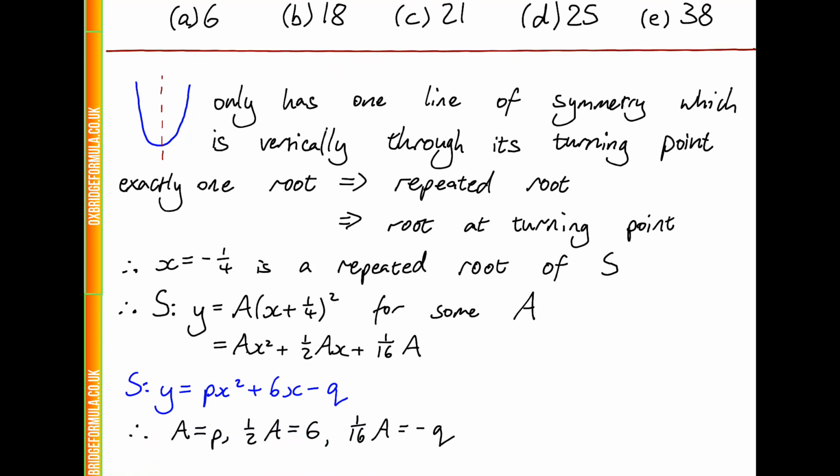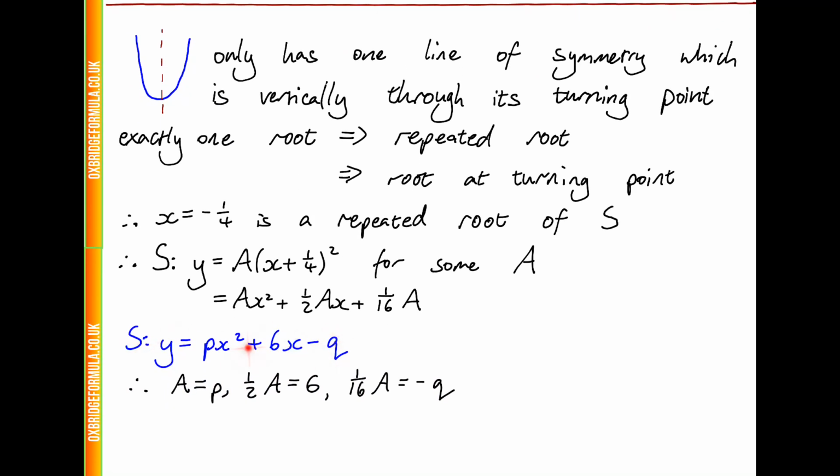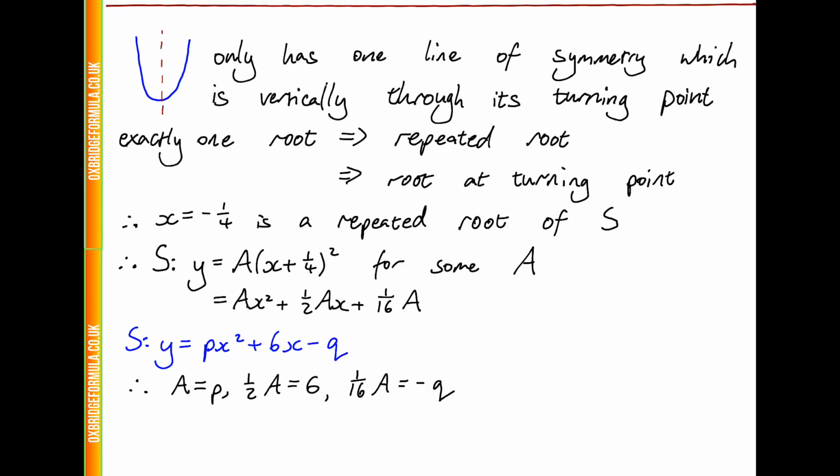Well, we can equate the coefficients, because these two expressions must be exactly the same, because they describe the same curve, S. So we see that a is equal to p, a half a is equal to 6, and a 16th a is equal to minus q. And now using this information, we can solve for p and q, and therefore find p plus 8q. So how can we solve this for p and q?